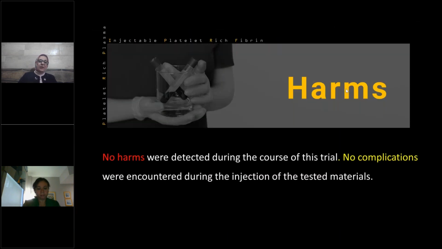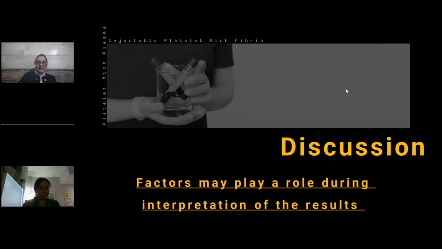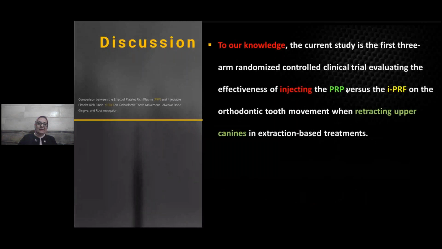No harms were detected during the course of this trial. No complications were encountered during the injection of the tested materials. Factors may play a role during interpretation of the results. To our knowledge, the current study is the first 3-arm randomized controlled clinical trial evaluating the effectiveness of injecting PRP versus injectable PRF on orthodontic tooth movement when retracting upper canines in extraction-based treatments.